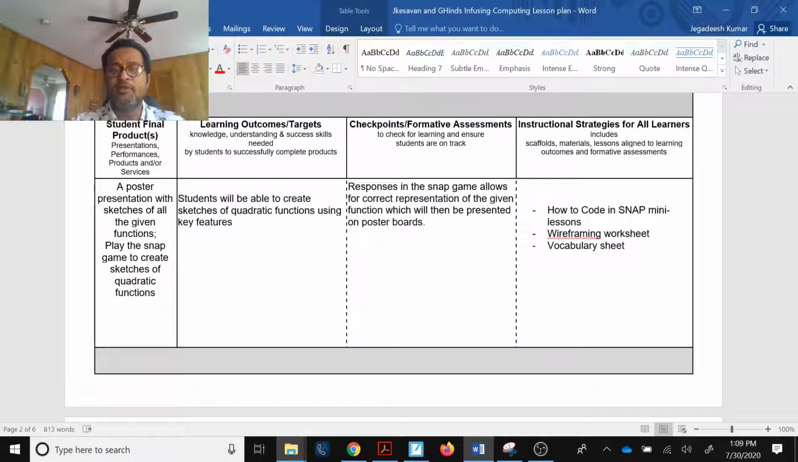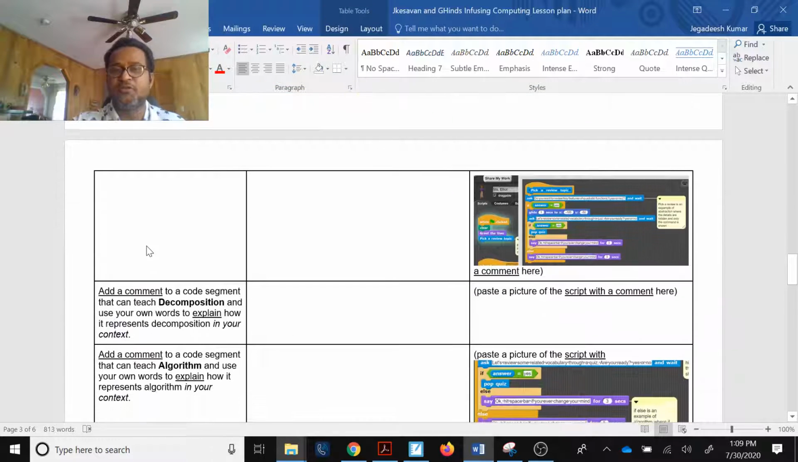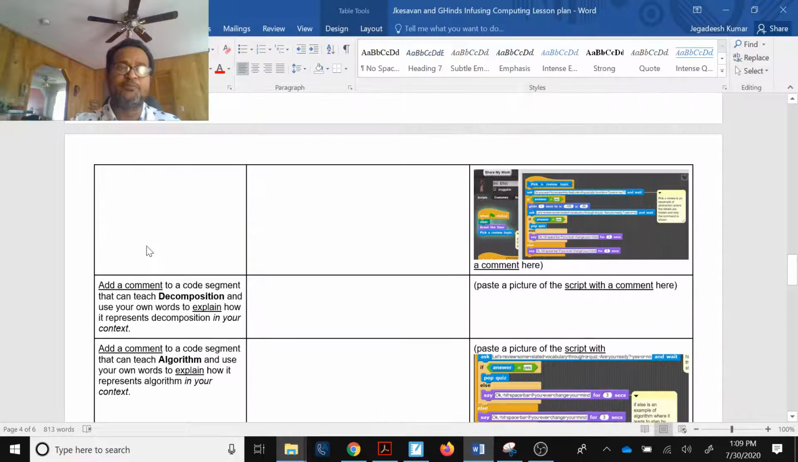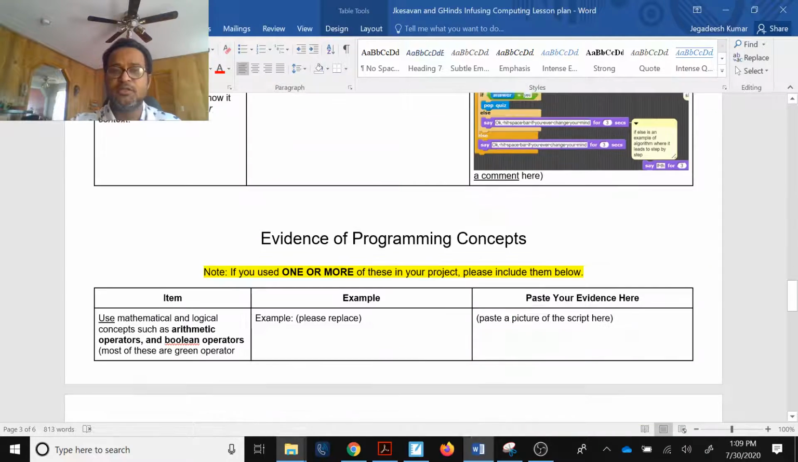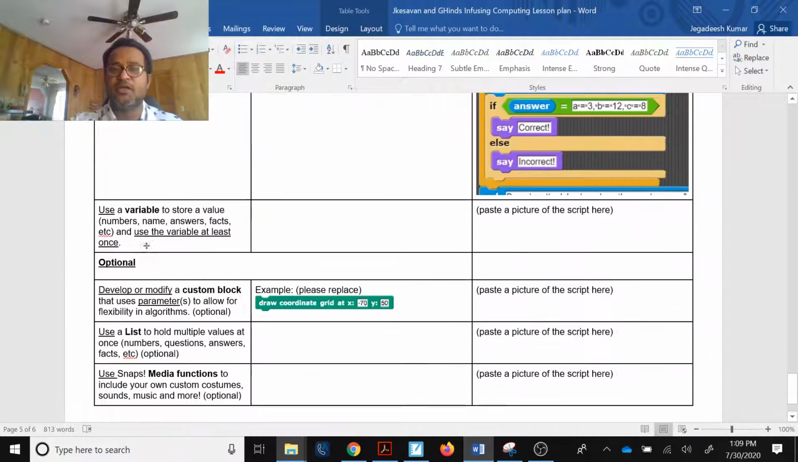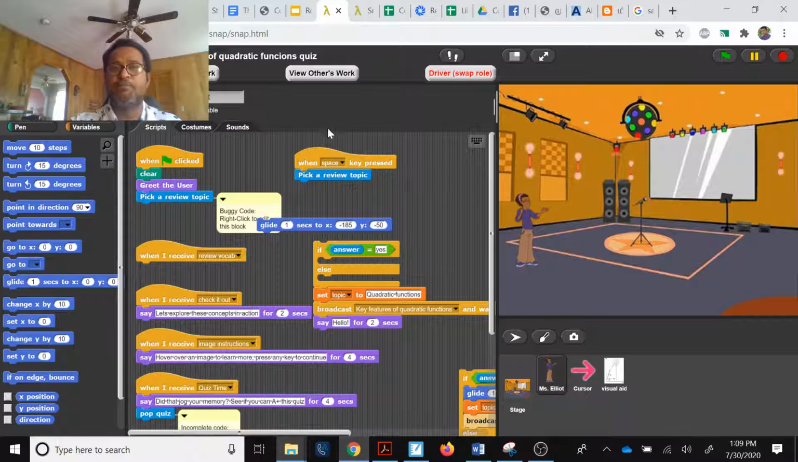And the formative assessment will be in the form of the score that they get in the SNAP game and the poster board presentation. And I've shown some of the pictures from our SNAP project that represent each of the product elements, and that's it. And I'm going to move ahead and show my SNAP project.